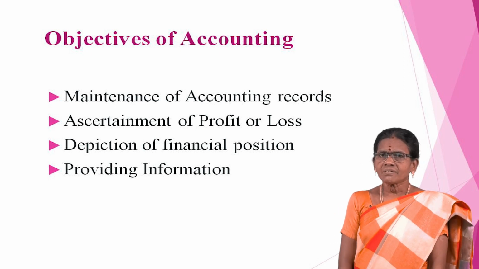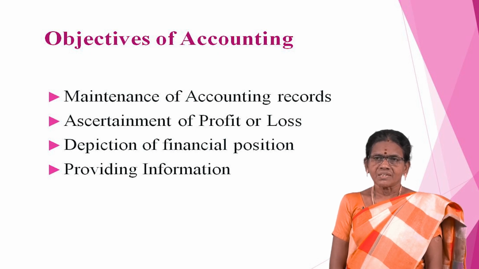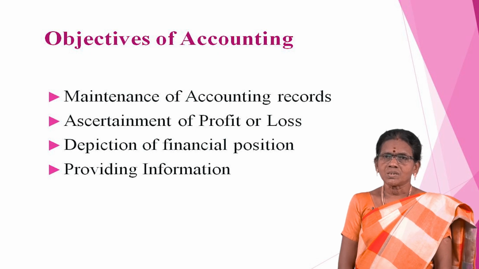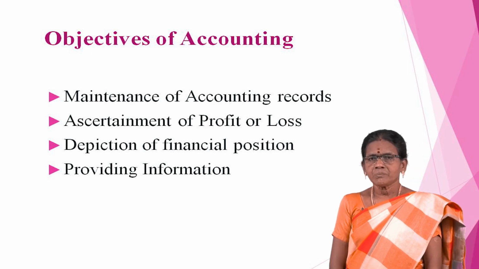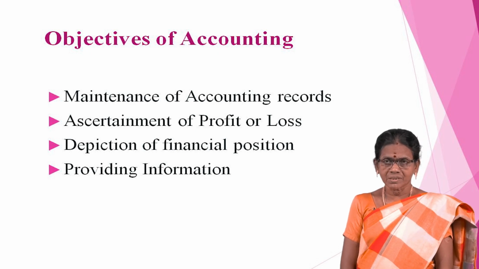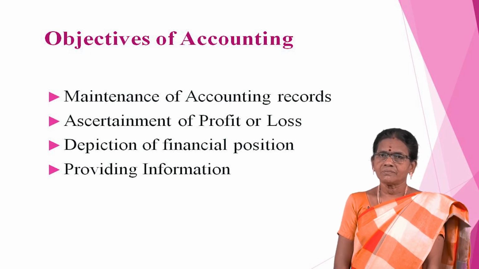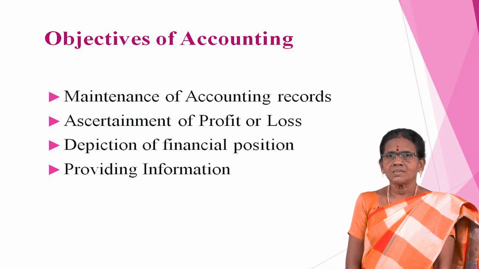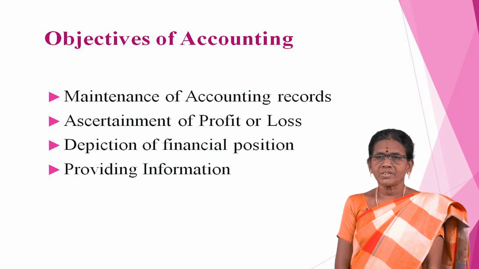Then depiction of the financial position. The financial position must be found out by the person. The last one, providing information. The information available in the accounting records must be exhibited to the government, the financial institutions and other public. So this is providing information to various third parties.